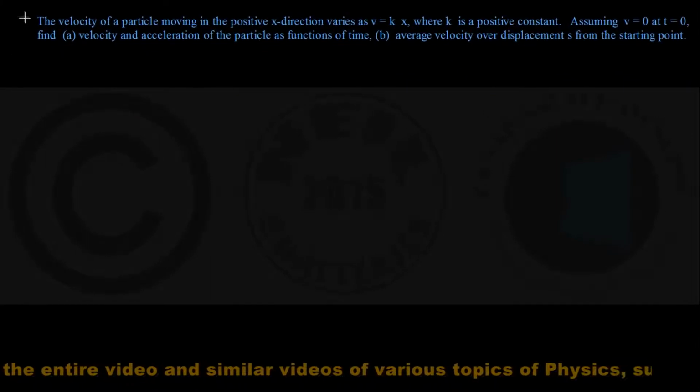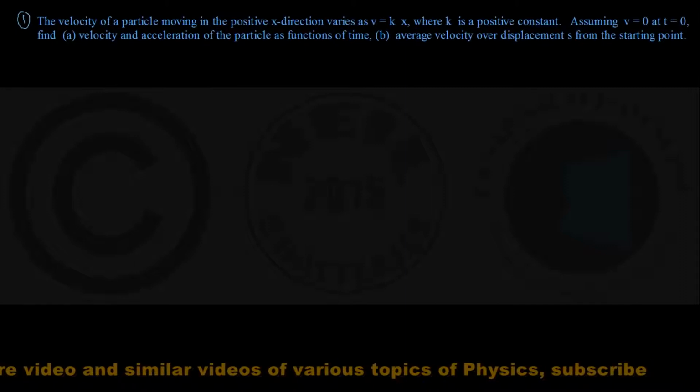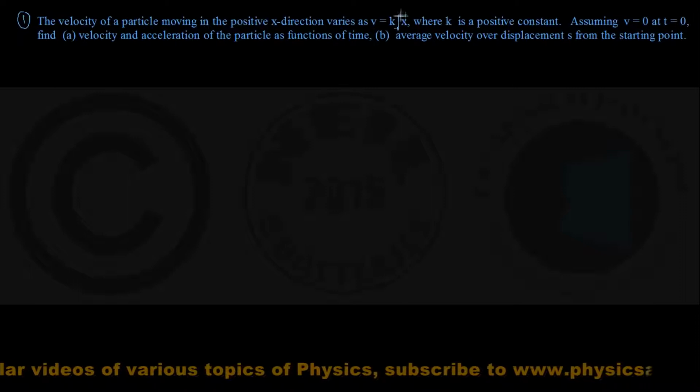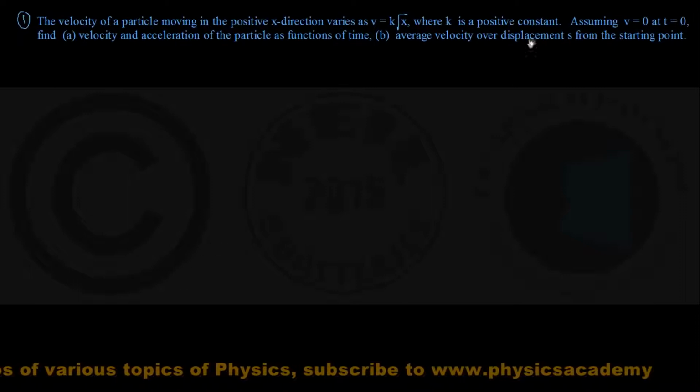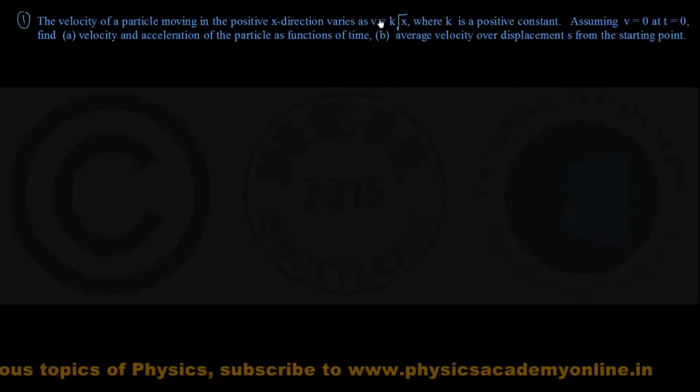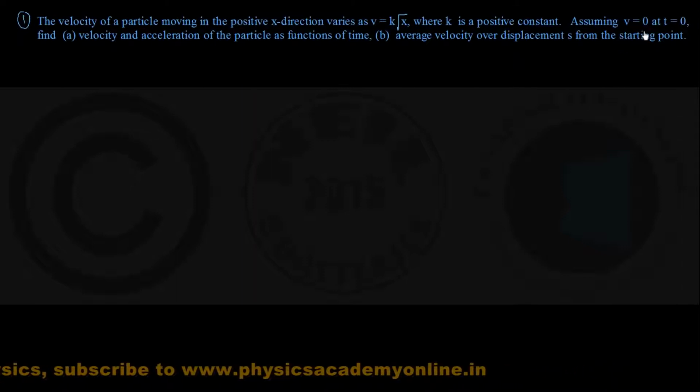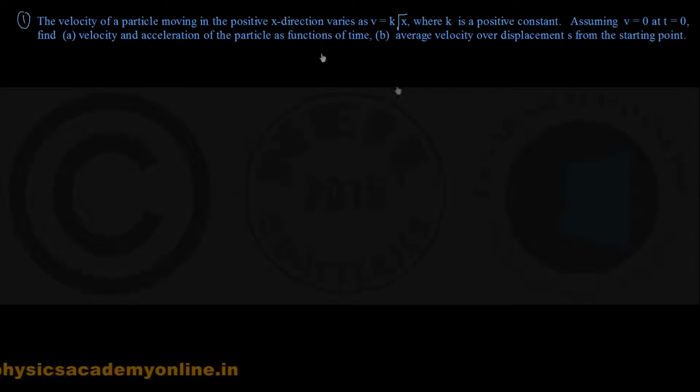and this is telling that the velocity of a particle moving in the positive x direction varies as v is equal to k into root over of x, where k is a positive constant and x is the position coordinate of the particle. Assuming v is equal to 0 at t is equal to 0, find in part A velocity and acceleration of the particle as functions of time, and in part B average velocity over displacement s from the starting point.